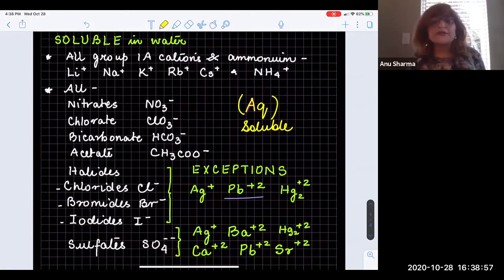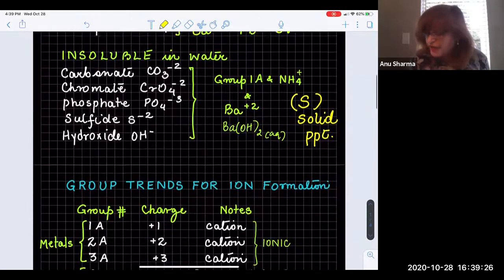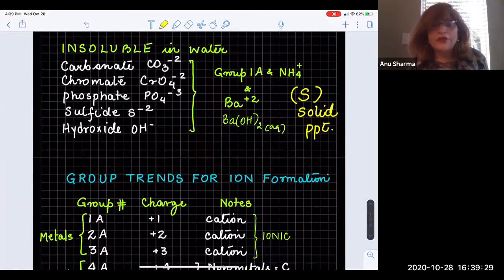So anyway, this is the rule of the solubility one more time: all group 1A cations are going to be soluble in water. All nitrates, chlorides, bicarbonates, acetates are going to be soluble in water. All halides, chlorides, bromides, iodides are soluble in water, except silver, lead, and mercury chlorides, bromides, and iodides. And then all sulfates are soluble in water, except silver, barium, calcium, lead, and strontium. Insoluble in water are the carbonates, chromates, phosphates, sulfides, and hydroxides of all the elements.